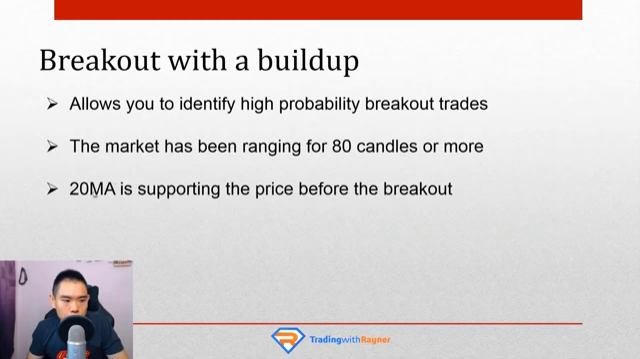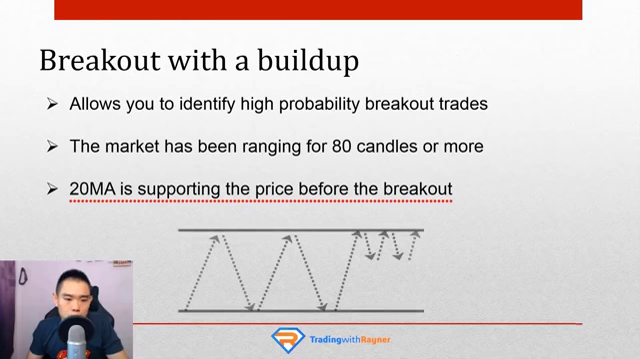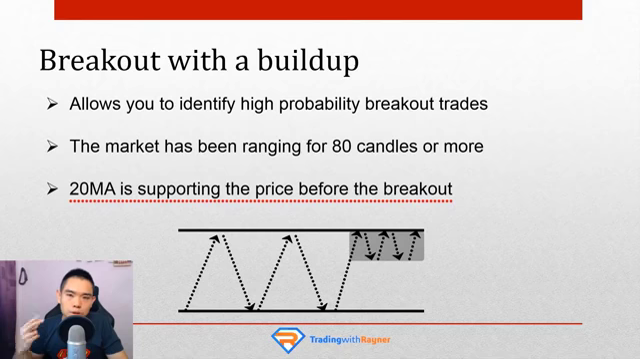The next thing you want to look for is for the 20 MA to support the price before the breakout. What we are looking for is for the price to consolidate just before it breaks out like this. Consolidate. And the reason we want this consolidation is for 2 reasons. Number 1, when it consolidates near the highs of resistance, this is a sign of strength. It tells you that buyers are willing to buy at these higher prices.